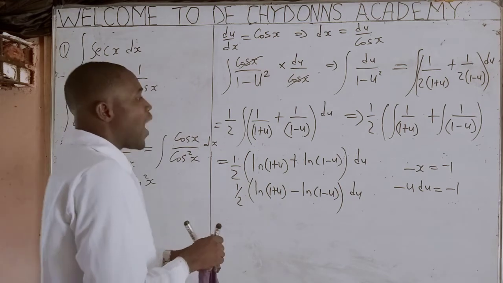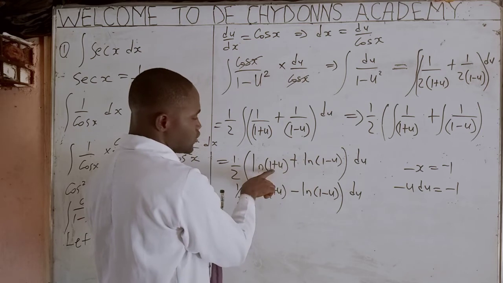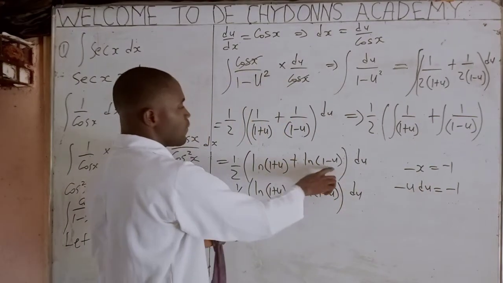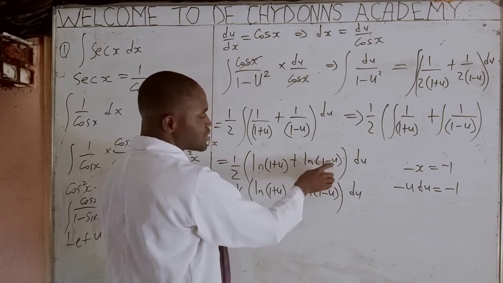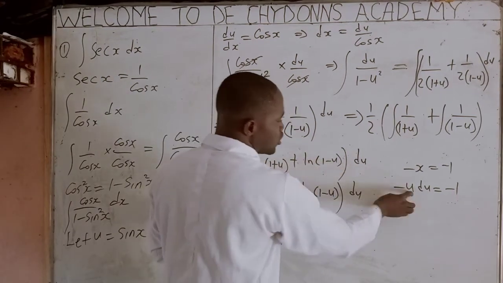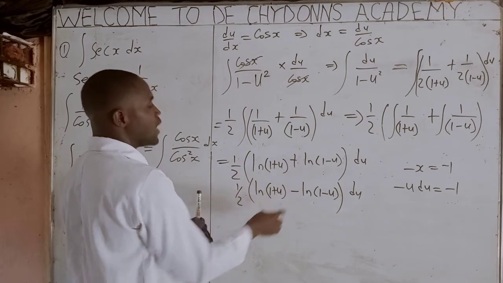So why we are doing this is because this has negative. Here it's positive, so we don't need to do this thing we did here. So here it has negative. We now say let us take cognizance of this negative. When you differentiate minus u, du, it gives minus 1. So that minus 1 will change this plus to give you minus.